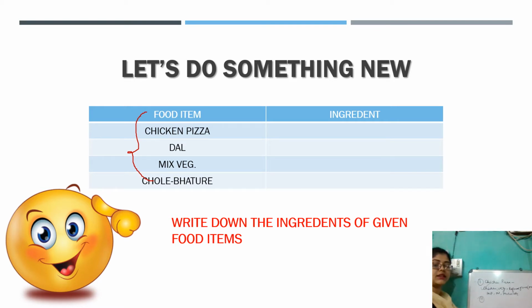Now next is dal. In order to make dal, what do we need, class? We need pulses, okay, pulses of our own choice. Then we need turmeric, salt, okay, then what? Then oil. तड़का लगाने के लिए हमें चाहिए होता है. So oil and so on, right? Like this, you have to write down the next two, like mixed veg and chola bhatura. Okay, so write down in the comment section. Meanwhile, I have written the two as an example.